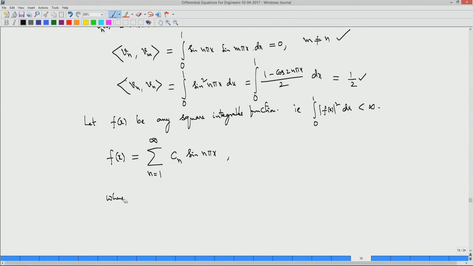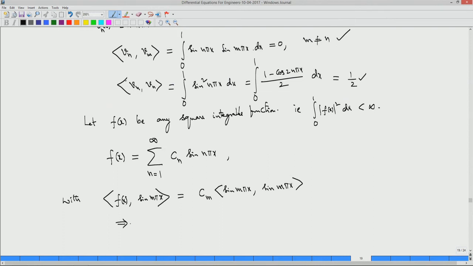So, to find Cn, apply the dot product on both sides: f(x) dot product with Vm of x equals, only when n equal to m will it contribute, Cm times sin m pi x, and you are multiplying by Vm, so this is sin m pi x. So, here also you can put it as sin m pi x.